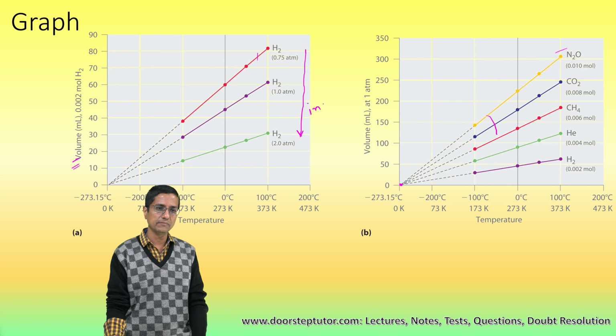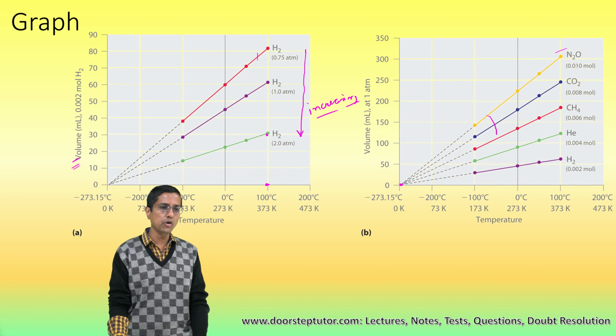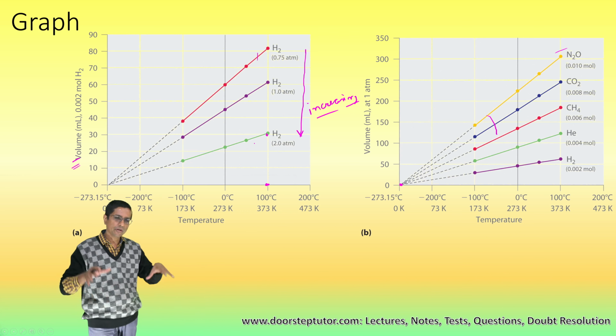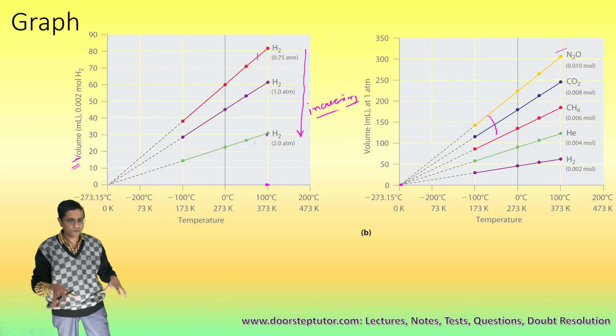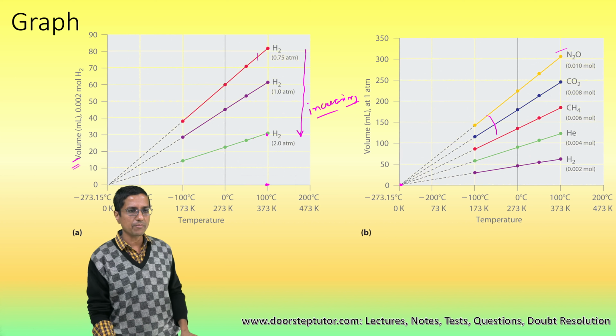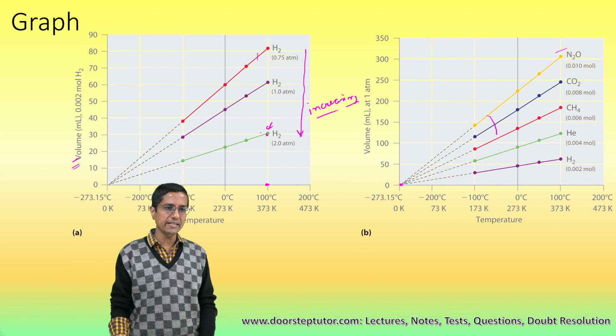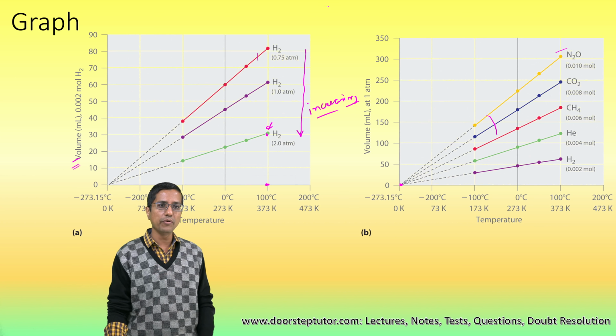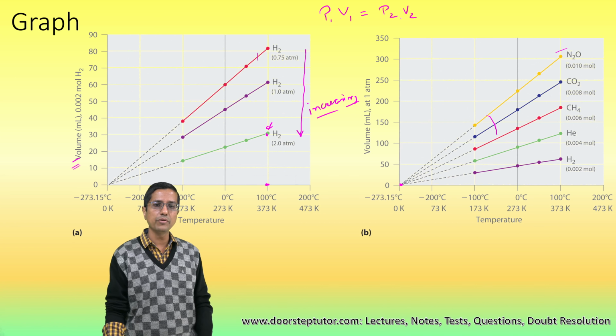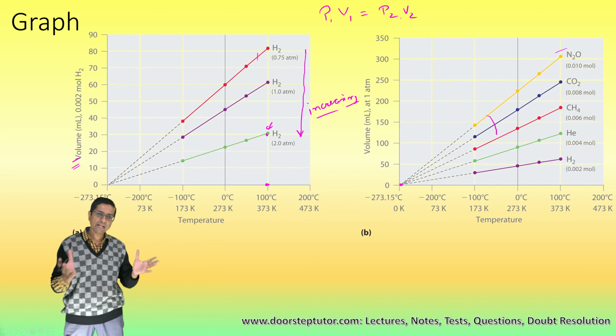As I increase the pressure, at the same temperature my volume actually decreases. That is to be expected, because I am pushing the gas down, I am trying to compress it. So at the same temperature my volume would actually decrease, and that is of course what we would expect from Boyle's law. From Boyle's law we know that P1 V1 is equal to P2 V2, or pressure and volume have an inverse relationship.